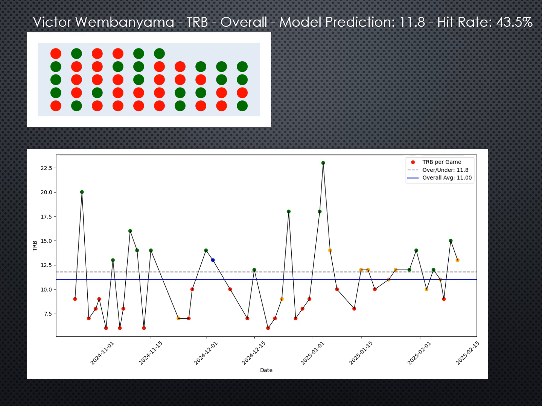All right, last one we got Wemby with rebounds. It's got him predicted at almost 12, and he has been 12 or better in 43.5% of the overall games. As you can see, he hit 13 in the last game against Phoenix. Comparative teams, he's done pretty well, 10 or better mostly.